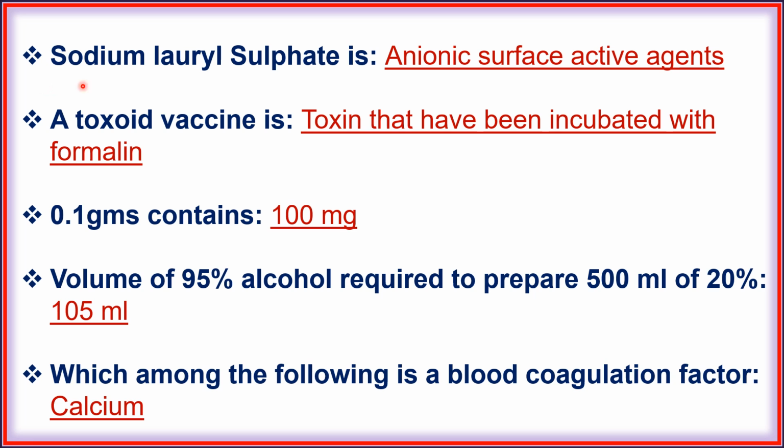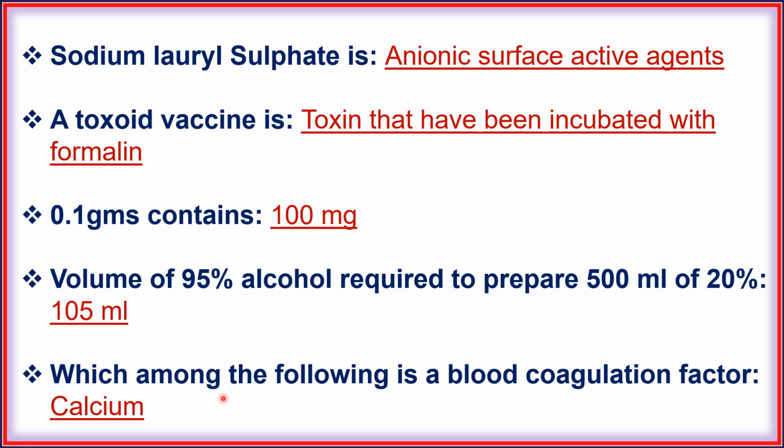Next, SLS, sodium lauryl sulphate is anionic surfactant. Next, a toxoid vaccine is toxin that has been incubated with formalin. Next, 0.1 grams contain 100 milligram. Next, volume of 95% alcohol required to prepare 500 ml of 20% is 105 ml.